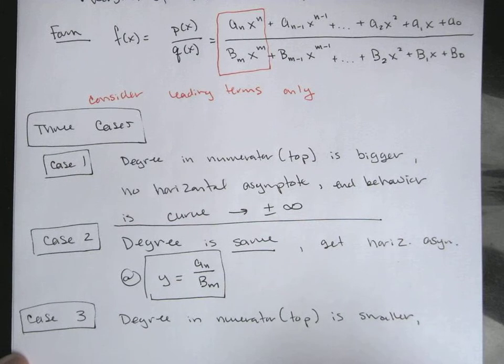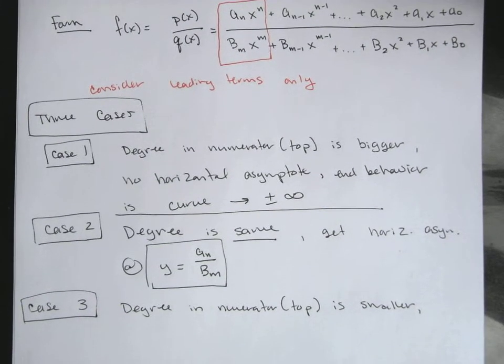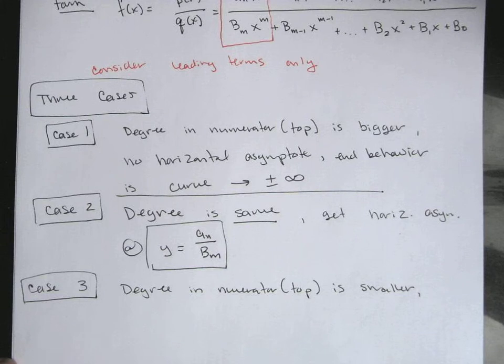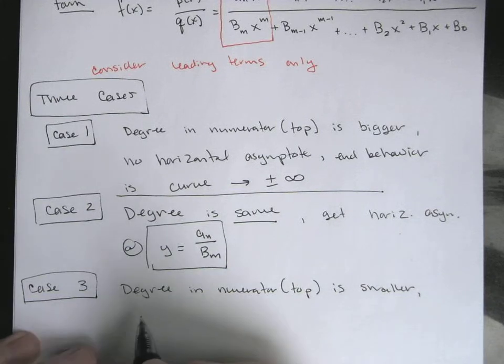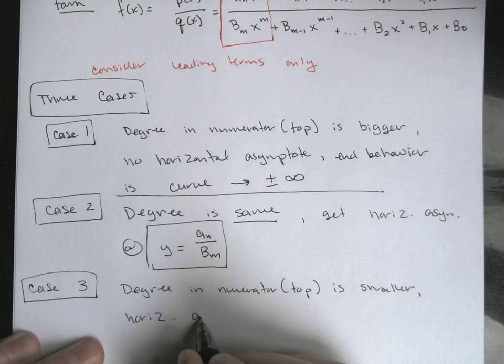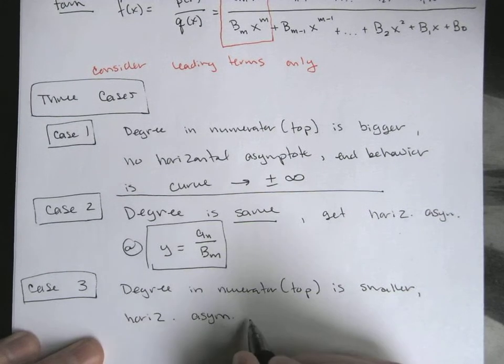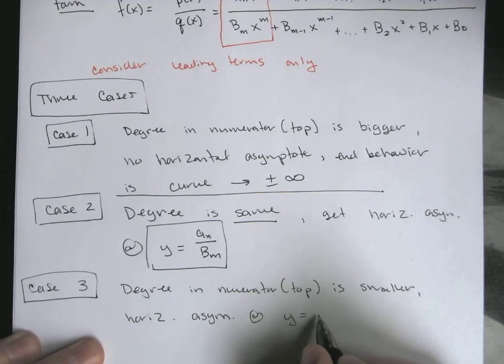what happens is the polynomial on the bottom actually grows faster, right? You have more x's on the bottom, so the bottom grows faster and faster and faster than what's on top, and it kind of forces the whole graph to head towards 0. You're going to get a horizontal asymptote at y equals 0.